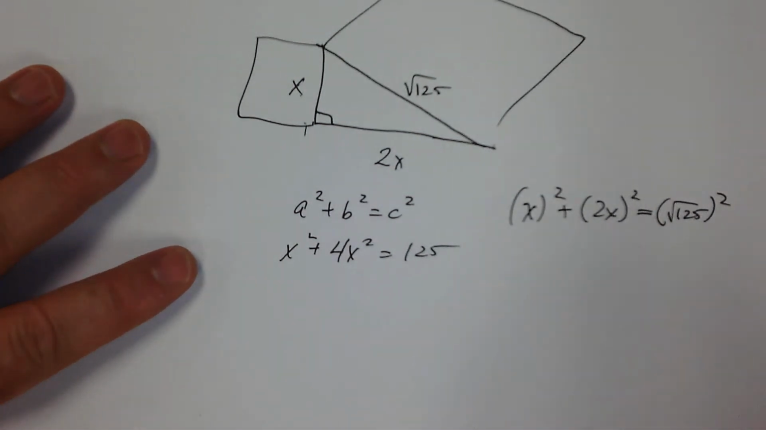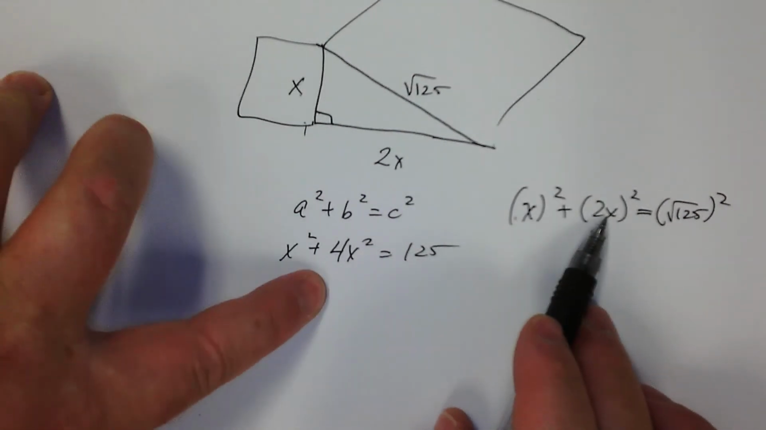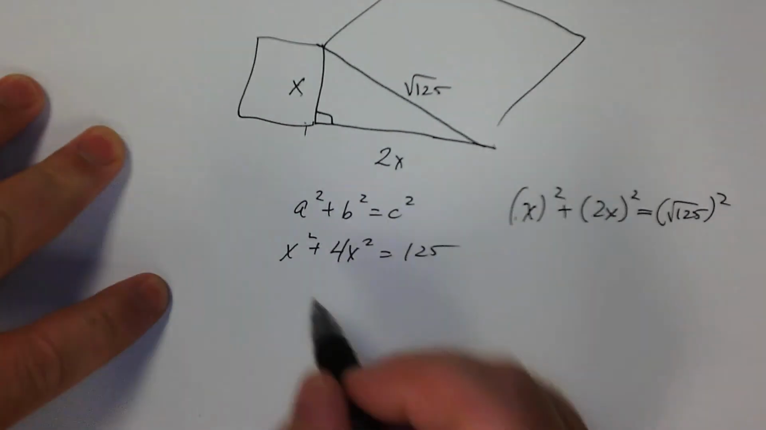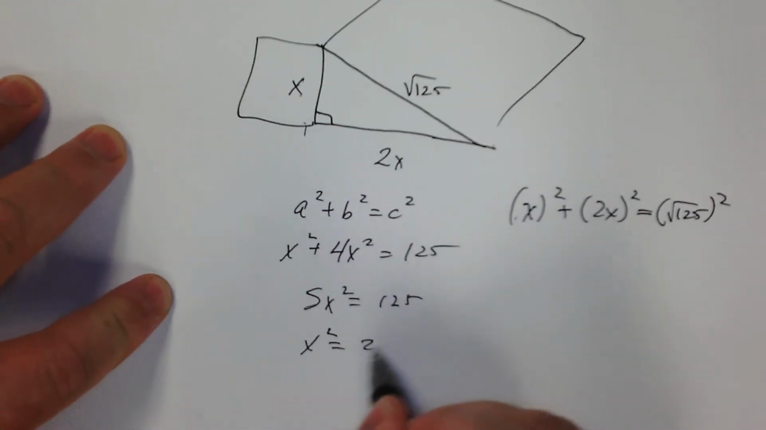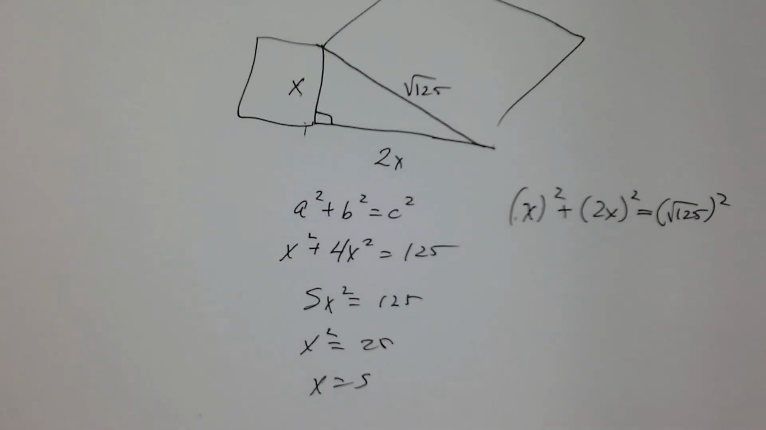If we wrote it out, this is what you'd get. That's x squared. That's 4x squared. That's 125. So that's 5x squared equals 125. So x squared equals 25. So x equals 5. Boom, done.